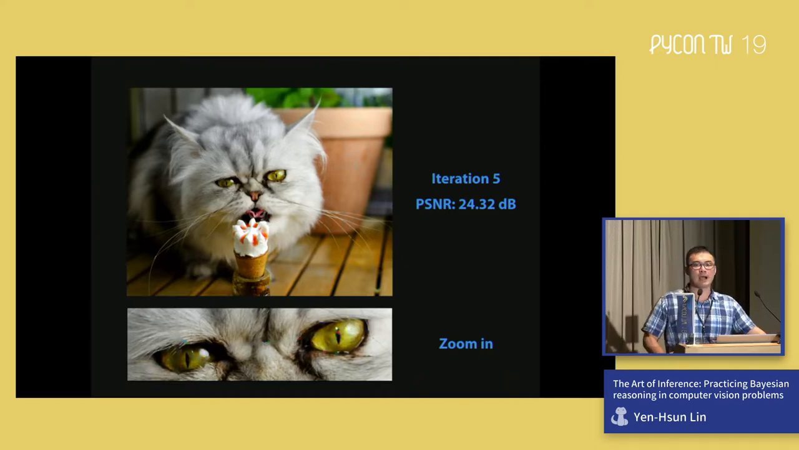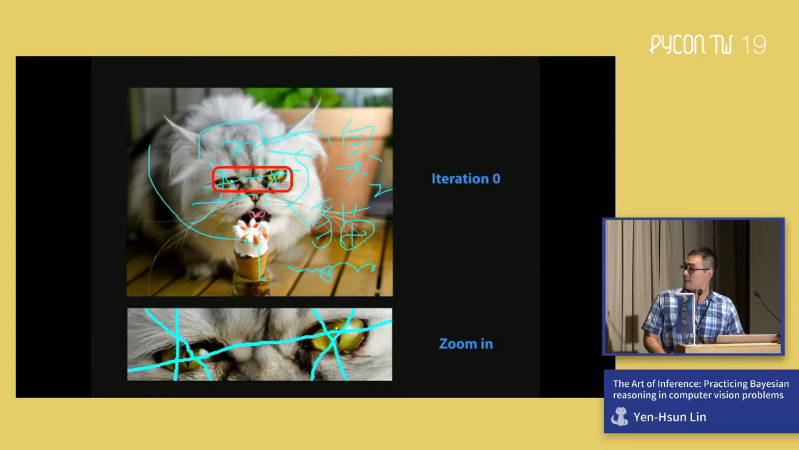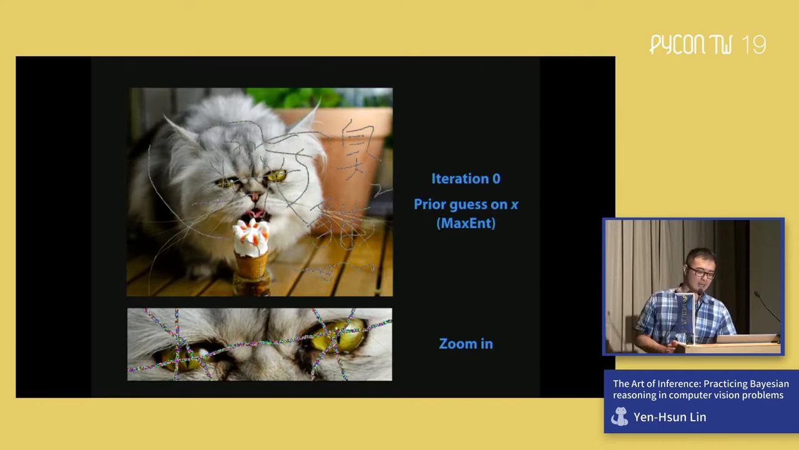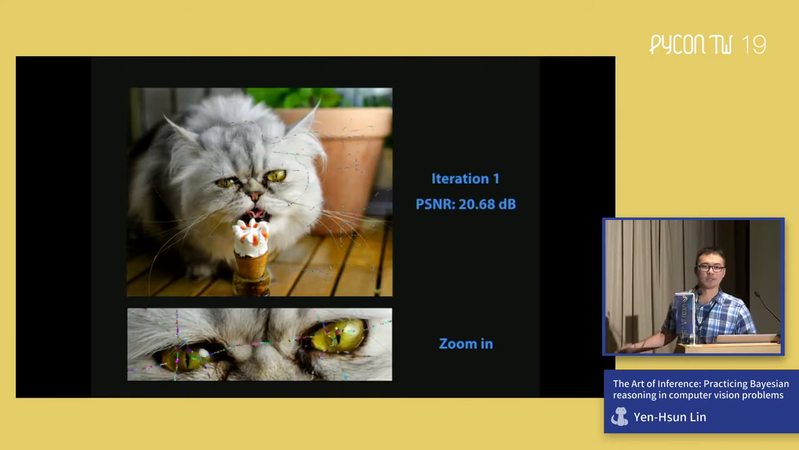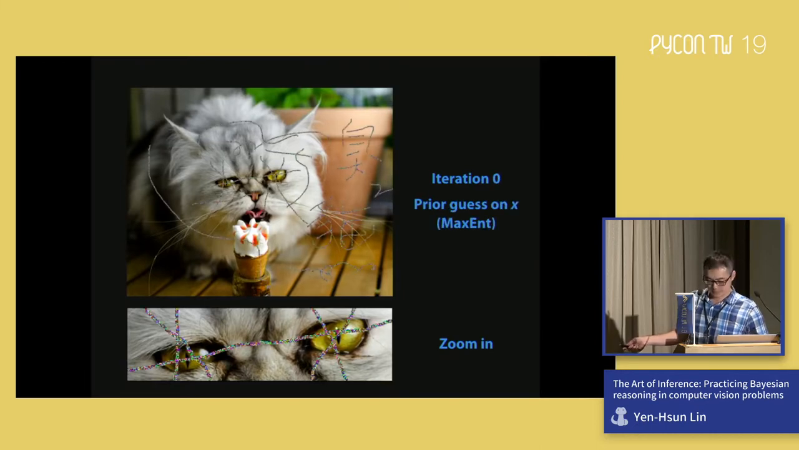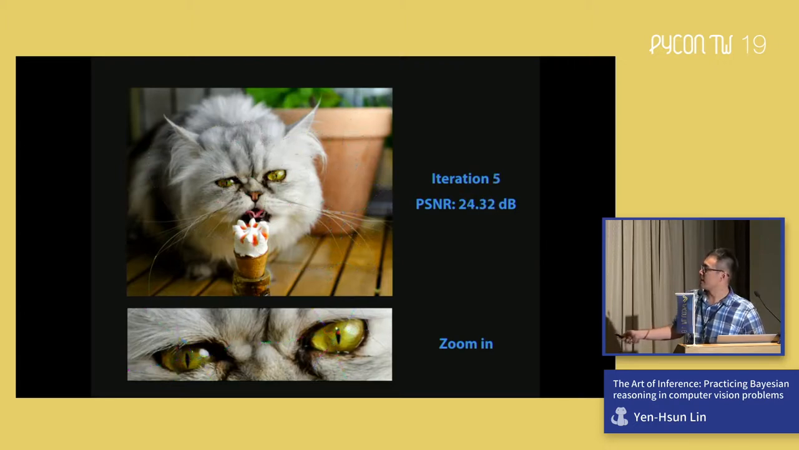So this is how I proceed to inpaint the scratch region with Bayesian reasoning. To see again: the original scratch image, the prior guess on the scratch regions, after iteration 1, iteration 2, and iteration 5. You can see the PSNR also significantly improved compared to the original scratch picture. After the first iteration, this is 20, and now it increased up to 24.